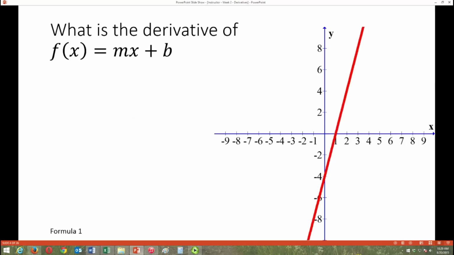Let's look at some simple cases. For a linear function, f of x equals mx plus b, by definition, our derivative, f prime of x, is equal to m. This should make sense, because a tangent to any point on this line is simply the line itself, and the derivative gives us the slope of the tangent line.